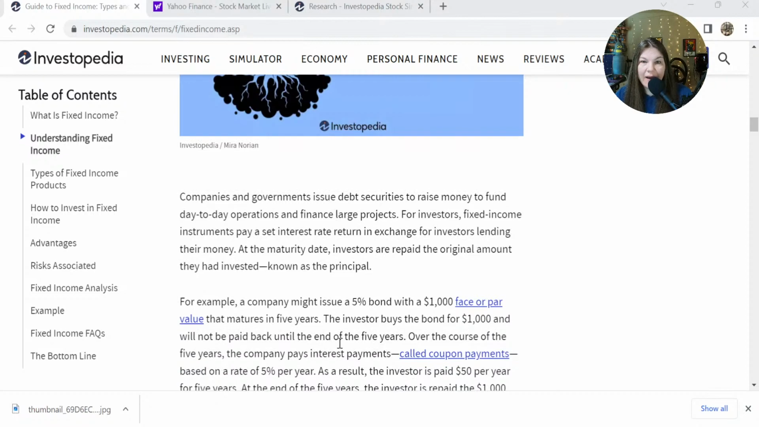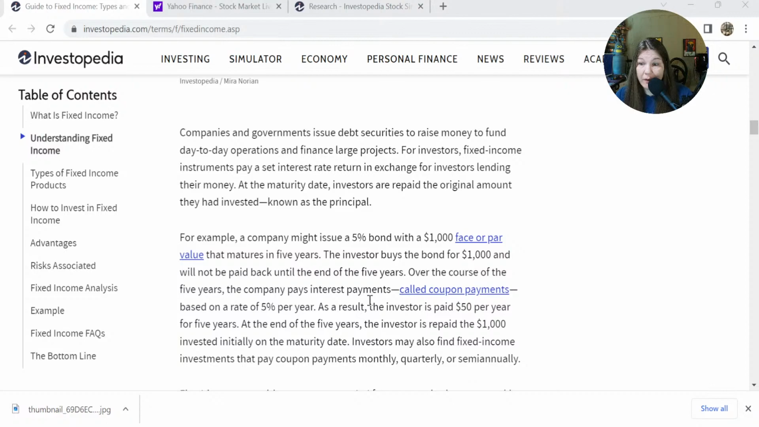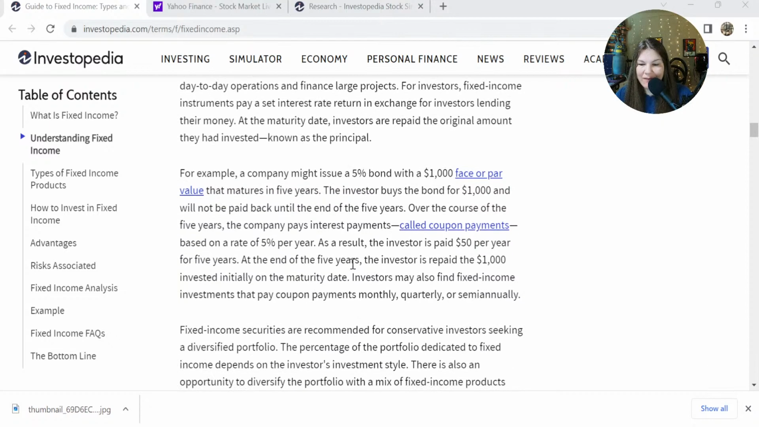For example, a company might issue a 5% bond with a $1,000 face or par value that matures in 5 years. The investor buys the bond for $1,000 and will not be paid back until the end of the 5 years. Over the course of the 5 years, the company pays interest payments called coupon payments based on a rate of 5% per year. As a result, the investor is paid $50 per year for 5 years. At the end of the 5 years, the investor is repaid the $1,000 invested initially on the maturity date.